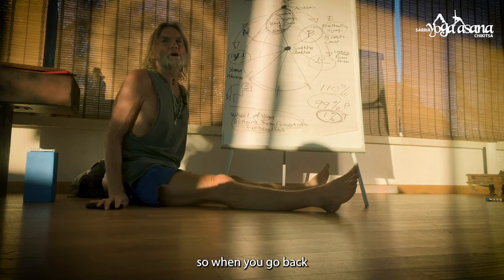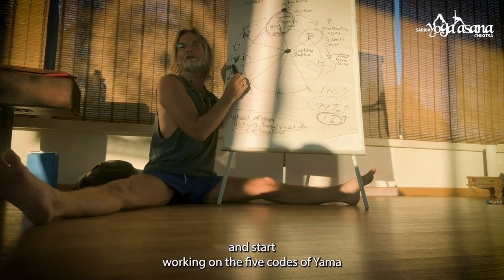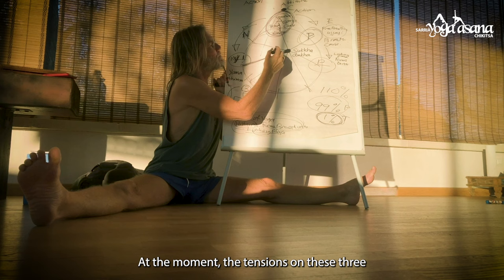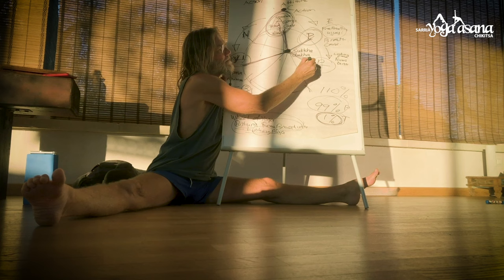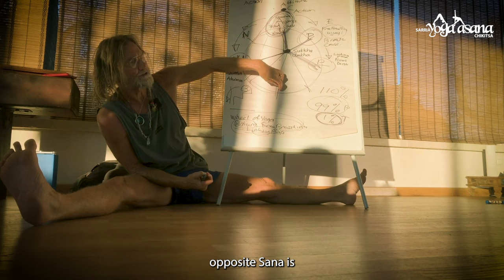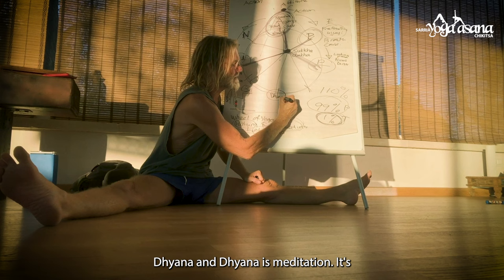So when you go back and start working on the five codes of yama, it puts a different tension on this line. Yeah? At the moment, the tension's on these three. So if the tension on these three are pulling that way, can you see that? Let's just have a look again. Opposite asana is dhyana, and dhyana is meditation.